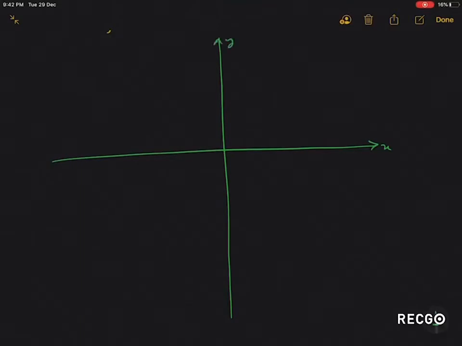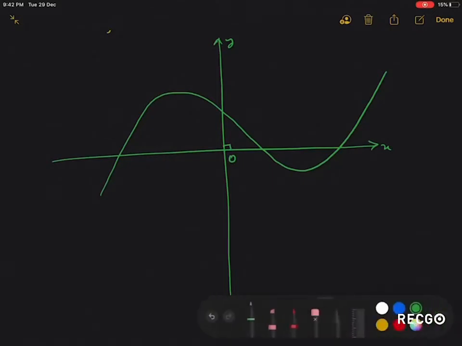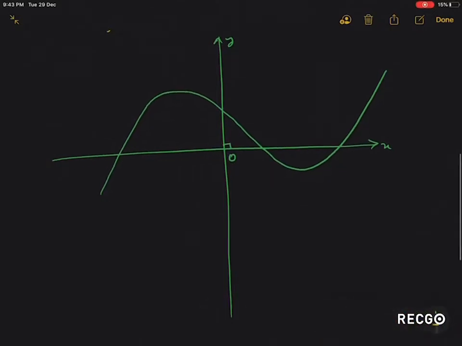If I start drawing, you can see f of 0 is equal to 1, so the graph is cutting the y-axis at 0, 1, right? So using all this information, if I start drawing the graph, since at minus 1 it is maxima, at 0 it is 1, and at 1 it is minimum, this is the type of graph of the function f of x, right?